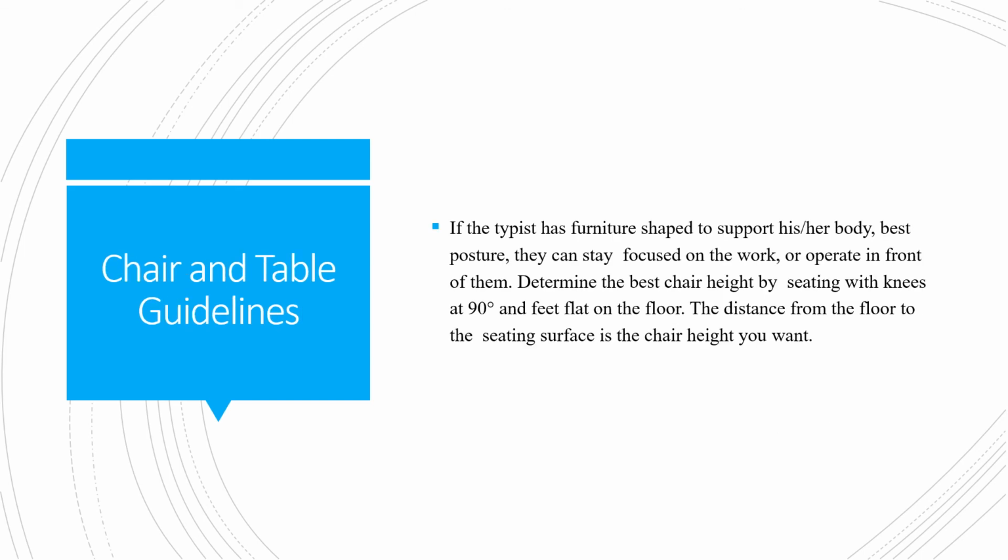And chair and table guidelines. If the typist has furniture shaped to support his or her body in the best posture, they can stay focused on the work in front of them. It means the sitting angle should be 90 degrees, with feet flat on the floor, and the distance from the floor to the sitting surface of the chair adjusted accordingly.